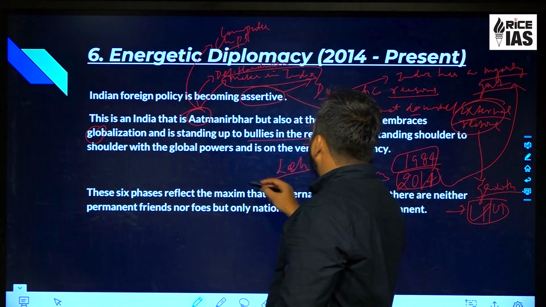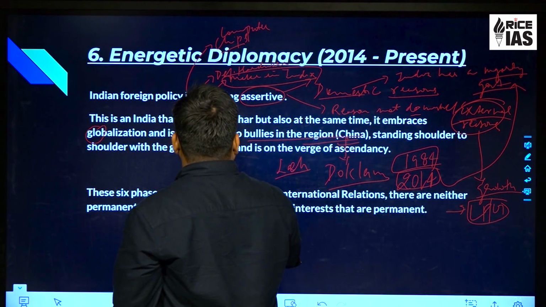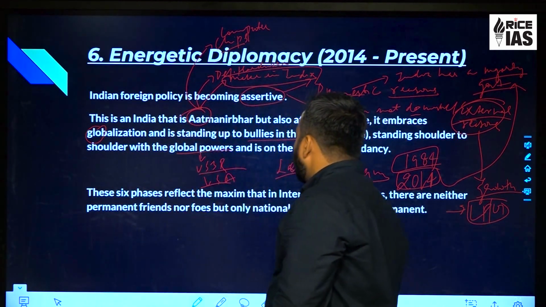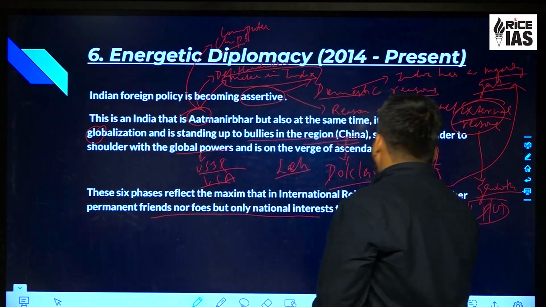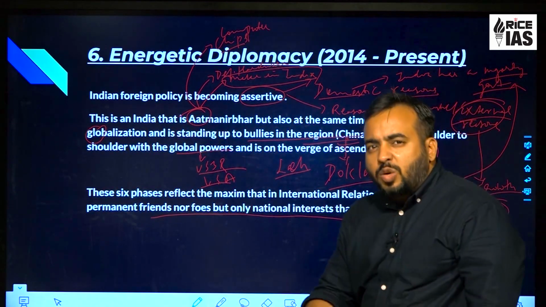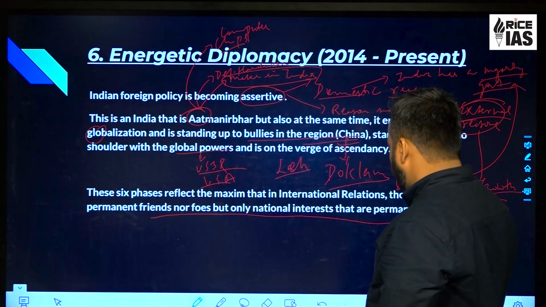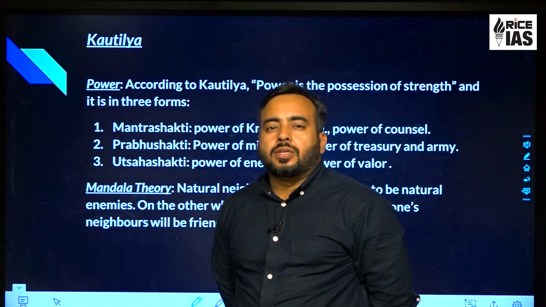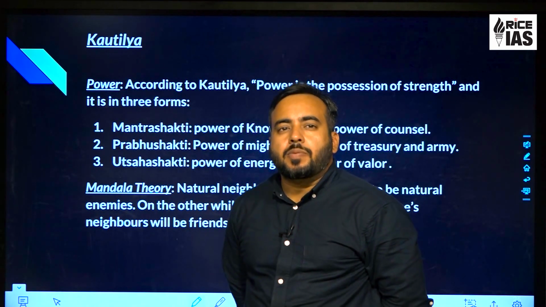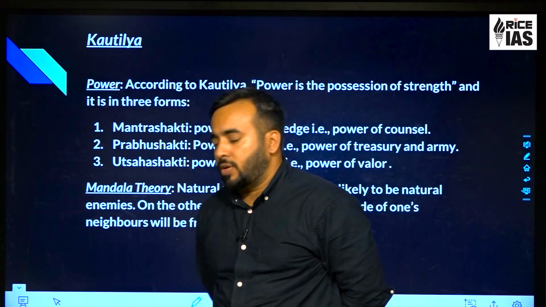Global powers on the verge of ascendancy. Global powers: USSR, USA. There are neither permanent friends nor foes, but only national interests that are permanent. And the nature of national interest may keep on changing, may keep on evolving. Any kind of solid foundation in Indian foreign policy is incomplete without knowing Kautilya and his work. So let's talk about the life and the times of Kautilya and his work.